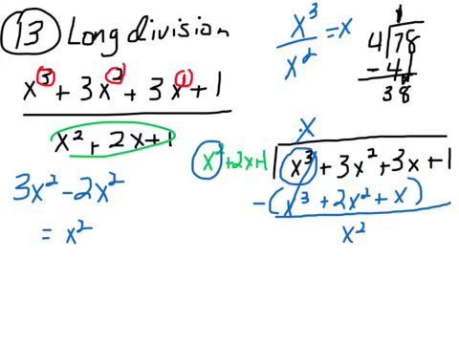Now I have a 3x, and I subtract an x out. Remember, that's 3x minus 1x. What's 3x minus 1x? 2x. It's a positive 2x, okay? So that's my remainder so far.